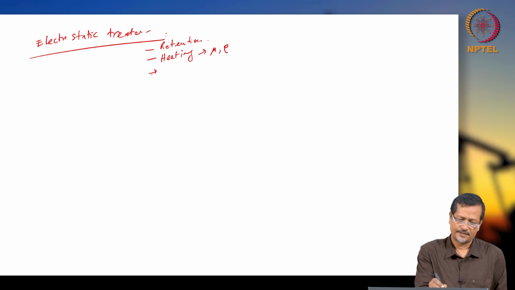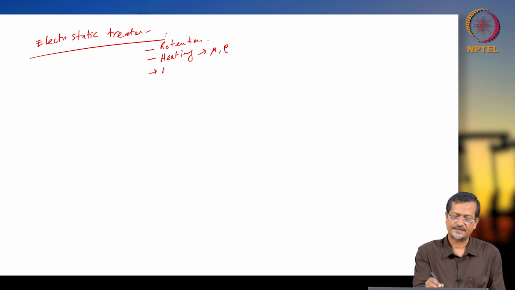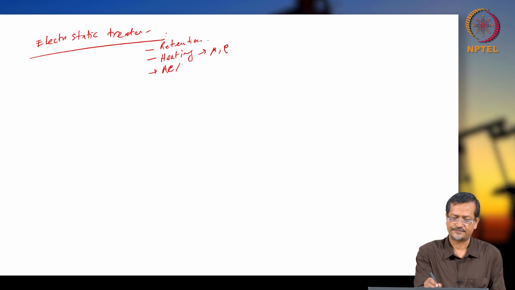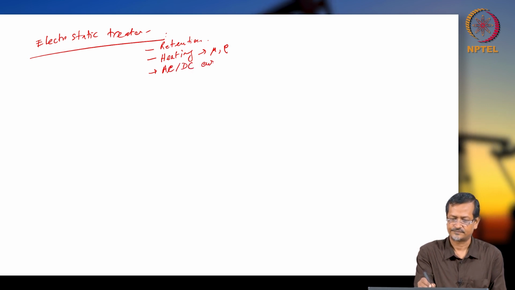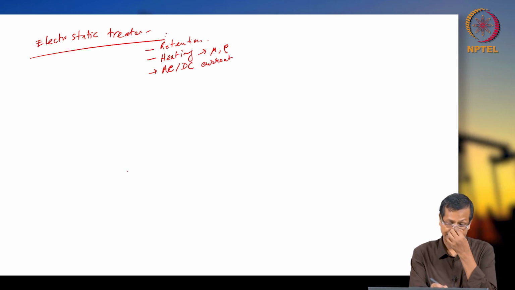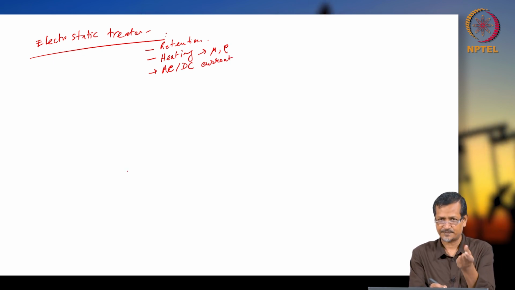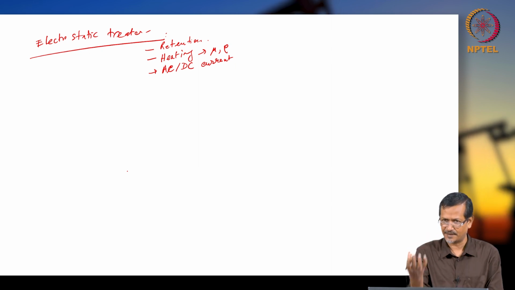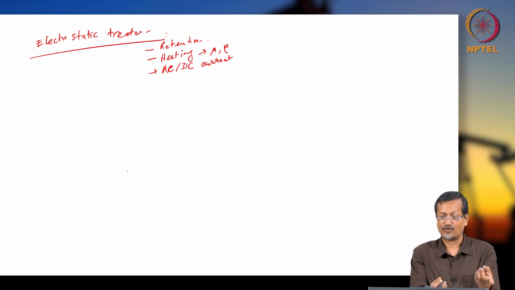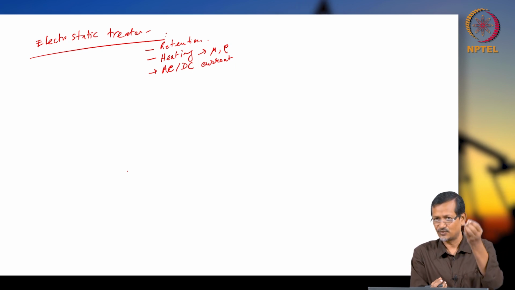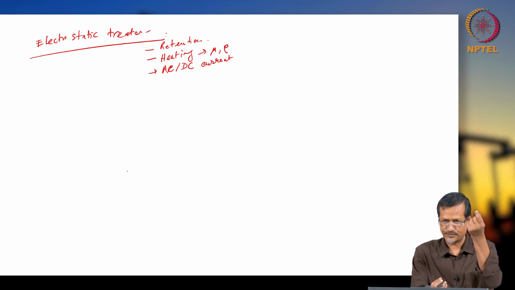Then you are giving AC or DC current. You apply very high voltage, and because of the voltage the particles will be polarized and colliding with each other, creating bigger particles. Once a bigger particle is there, and you have already changed the viscosity of crude oil, the water particle will try to settle down.